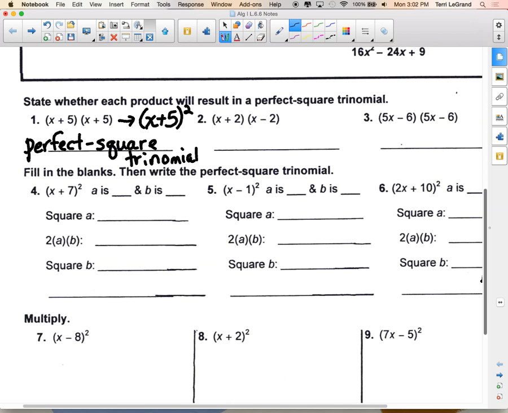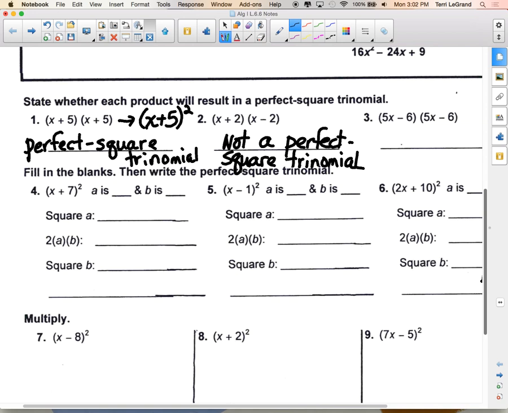How about number 2? No, we can't do that one because one has addition, the other has subtraction. Even though they both start with x and they both end with 2, this does not qualify as a perfect square trinomial. So we would say not a perfect square trinomial. And we will have a name for this one. This is also a special product. It was the 3rd problem each of you did in our row problems. We have a special name for those guys too. We'll do that on the back.